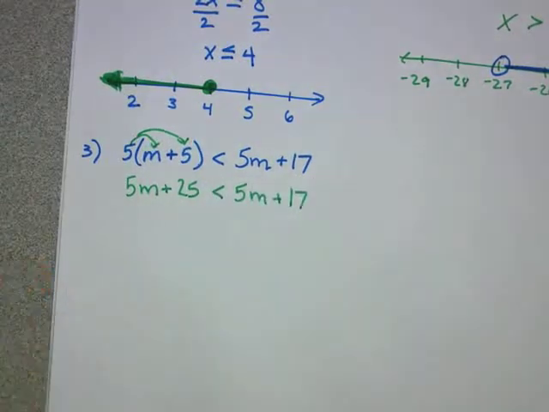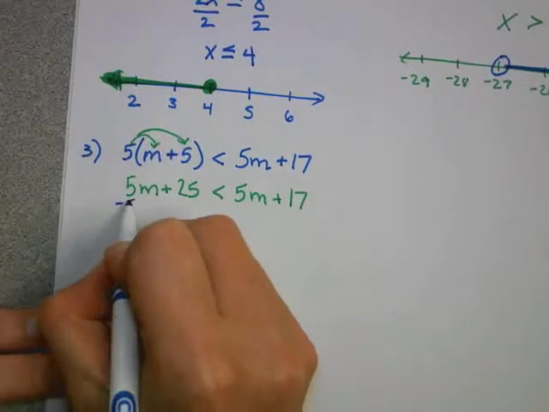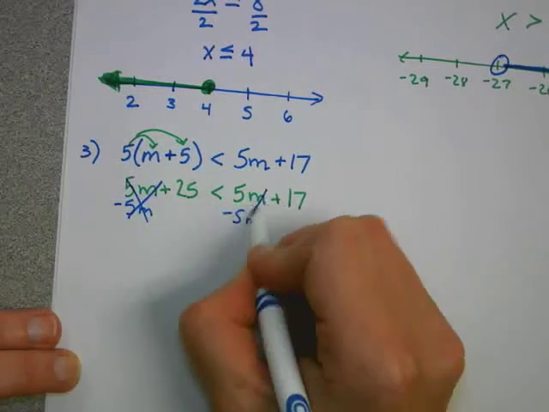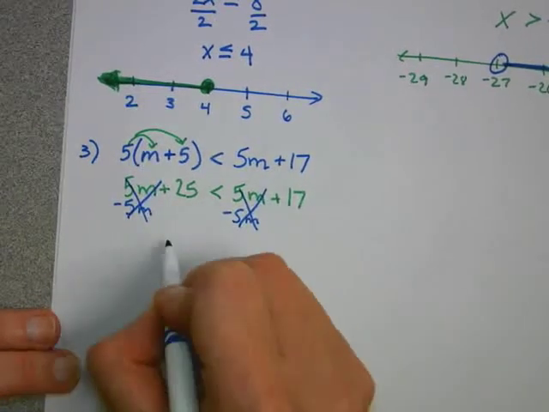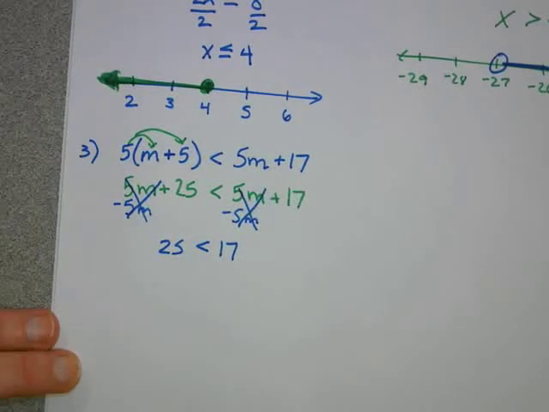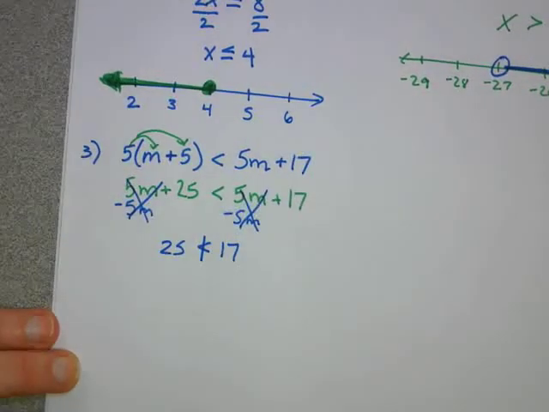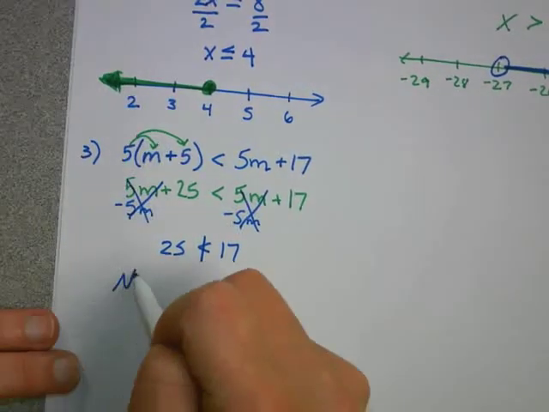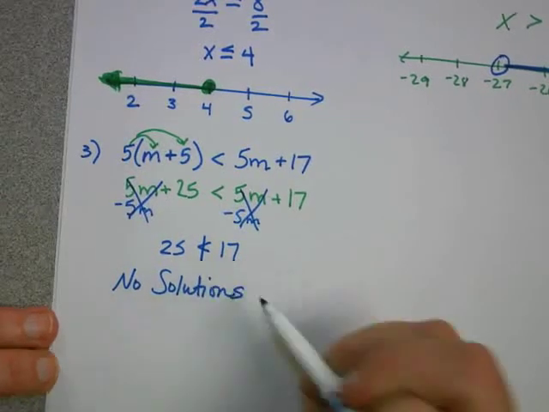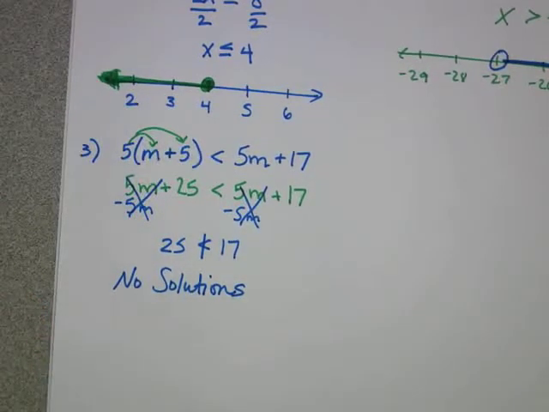And now all of a sudden I'm noticing something. I have 5m on each side, so look what happens. When I subtract 5m from both sides, they totally cancel out. There's 0m. 0 times anything is 0. And I'm left with 25 is less than 17. Is 25 less than 17? Absolutely not. So this is no solution. There is no way to do this problem. There's no number to plug in for m. It won't work. That's a no solutions problem.